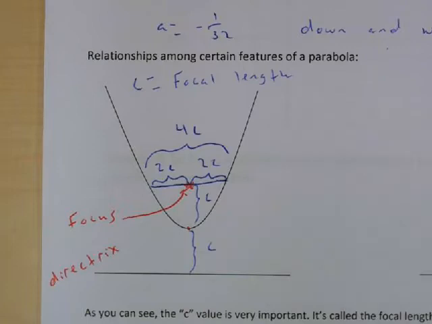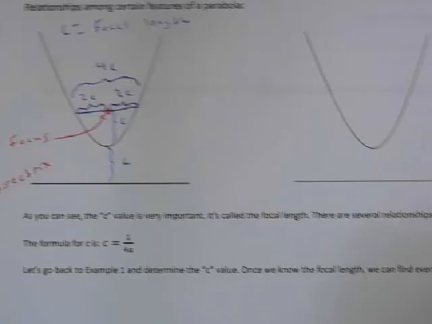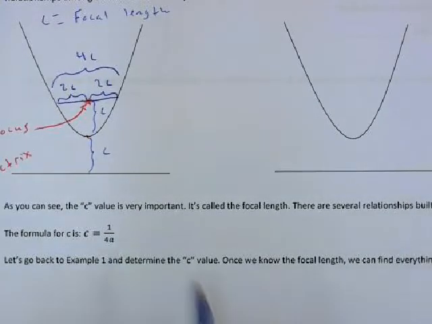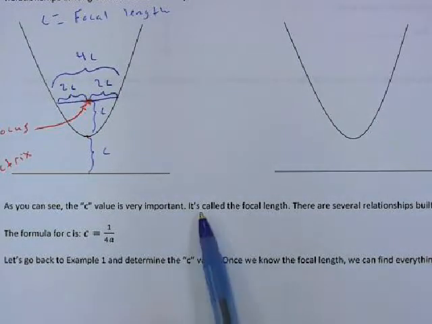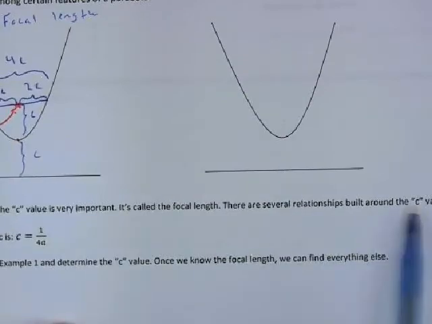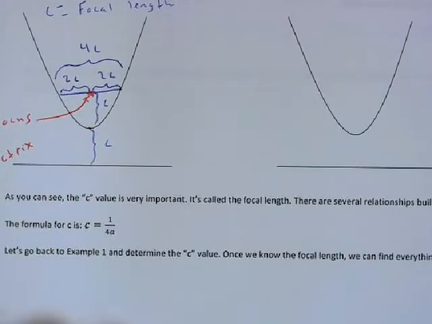Okay? All right, so better zoom out a little bit so we can see the words here. Whoops. All right, so as you can see, the c value is very important. That focal length is very important, and it's called the focal length. There are several relationships built around that c value. We pretty much just labeled them all right here.